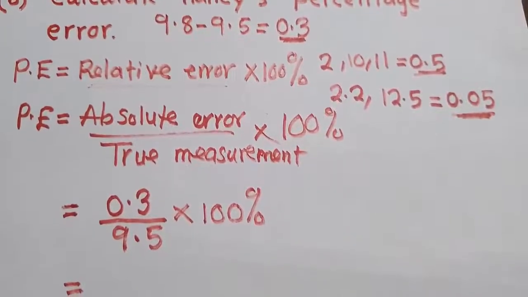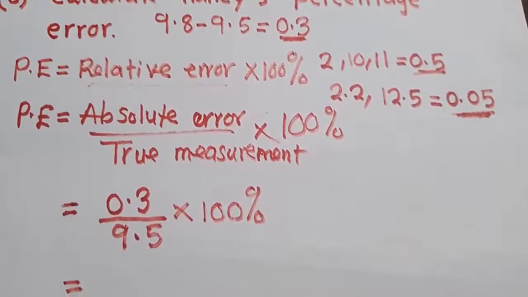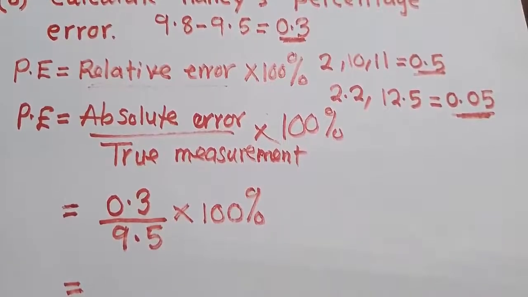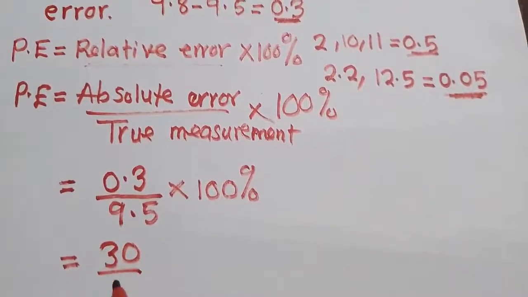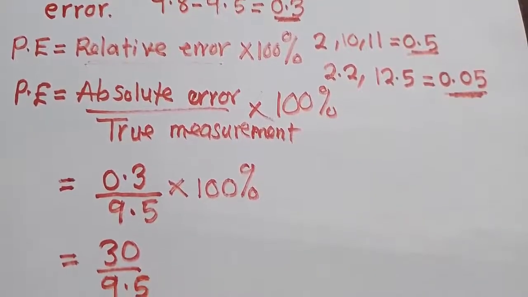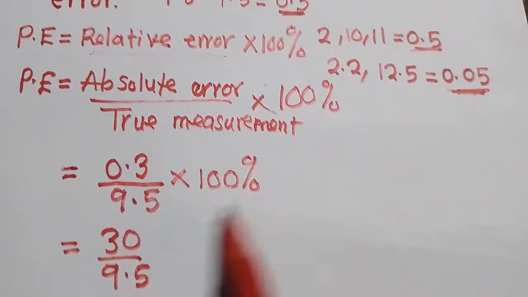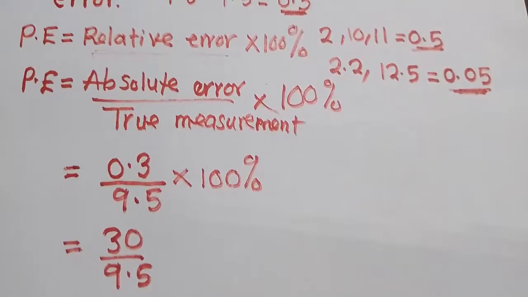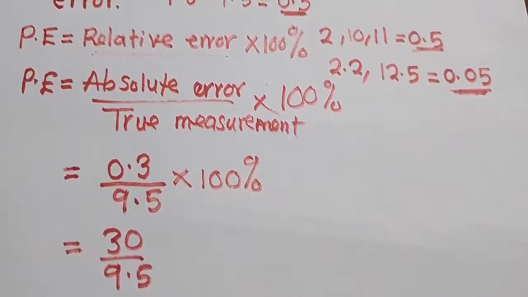So how can we multiply this? You know that 0.3 times 100, you are going to get 30. Then you say over what? Over 9.5. You forget a bit about the percentage so that you do the calculations very well. Then you are going to come to the percentage. This is what you need to do. Then we are going to come back to the percentage.